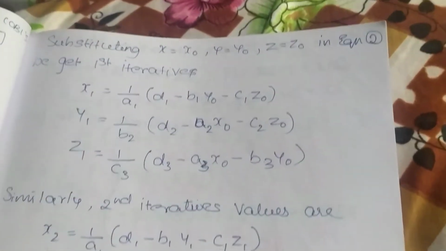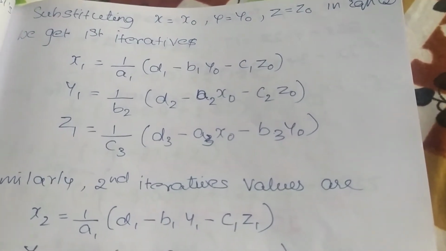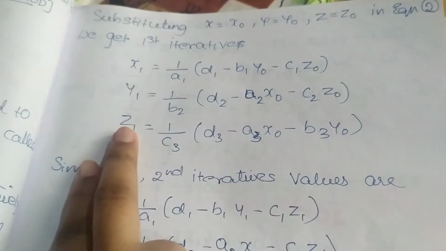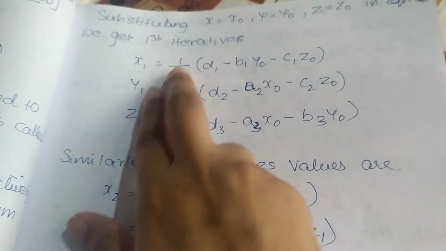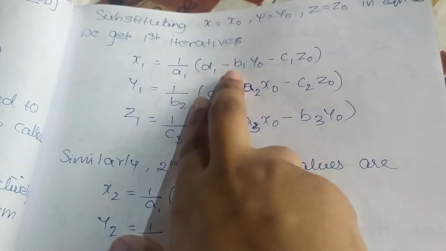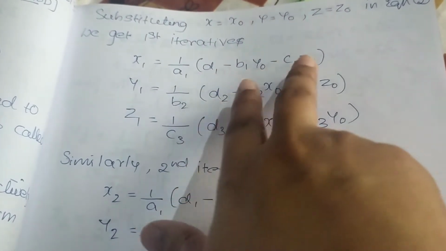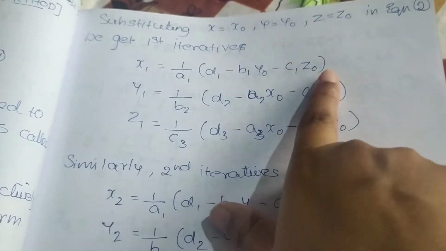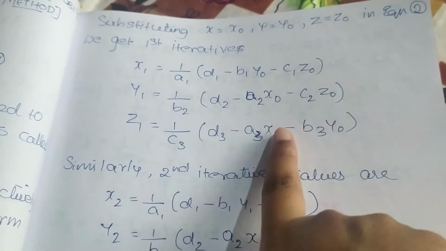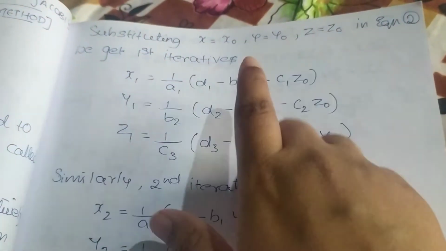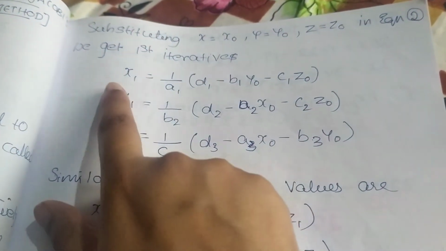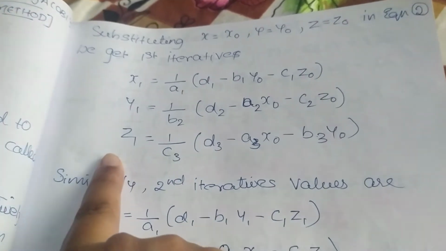Now substituting x0 equals 0, y0 equals 0 and z0 equals 0 in all the three equations, we get x1 equals 1 by a1 into d1 minus b1 into y0. We are shifting all this by x0, y0 and z0. For the first step we consider all these values as 0 and solve for x1, y1 and z1.